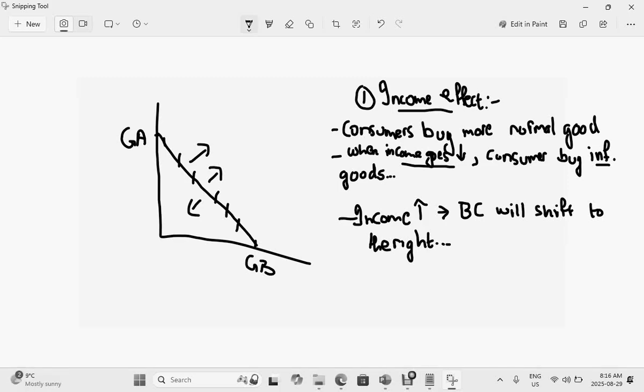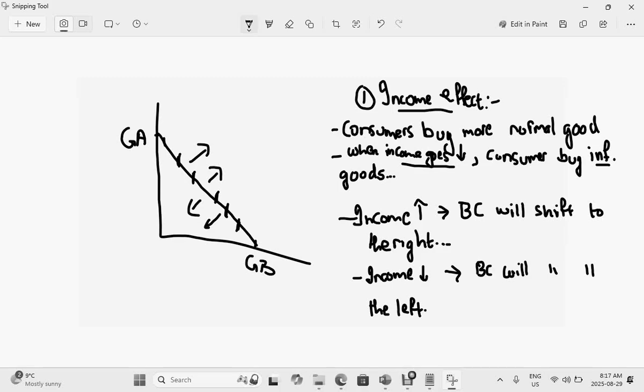When the income goes down, your budget constraint line shifts to the left. So as income goes down, your BC will shift to the left. This will impact the points along the line as well, such as these points over here. We know that these points will change as the budget constraint line either shifts to the right or to the left.